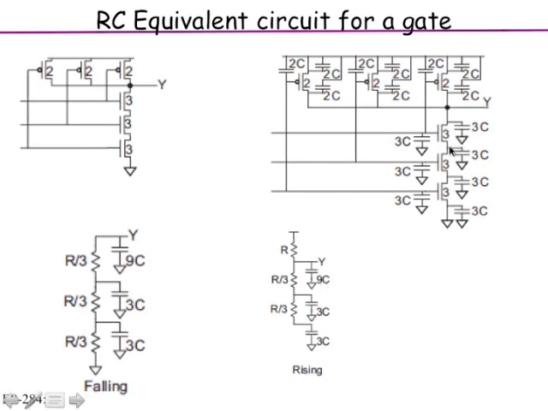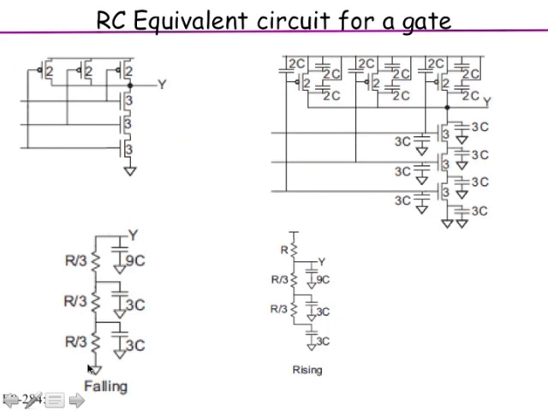And then you have an R by 3 from the top transistor because it's on, and that is connected to the 3C in between these two, and then R by 3 of this transistor to 3C. So this becomes the equivalent RC network for rising. This is the equivalent RC network for falling.